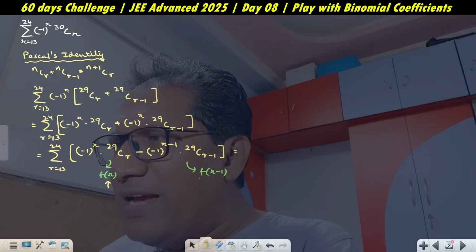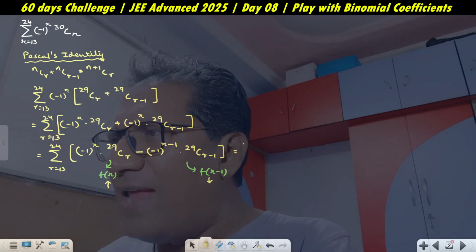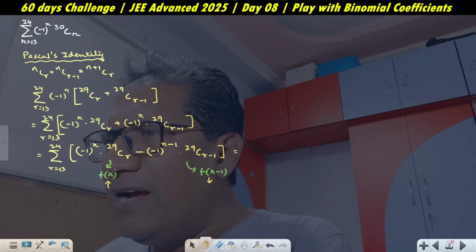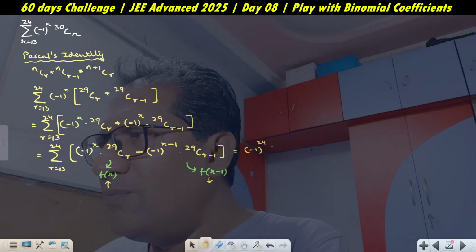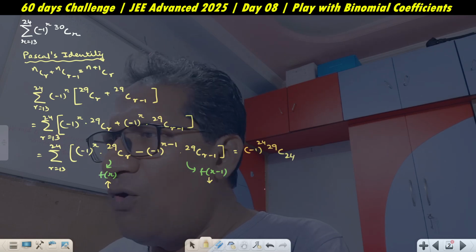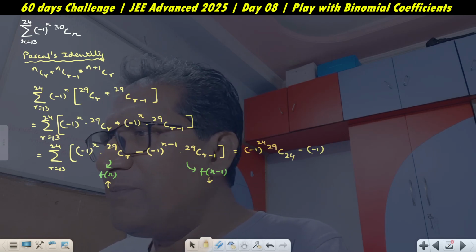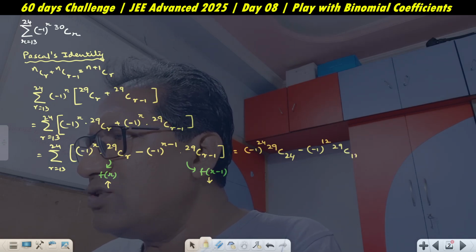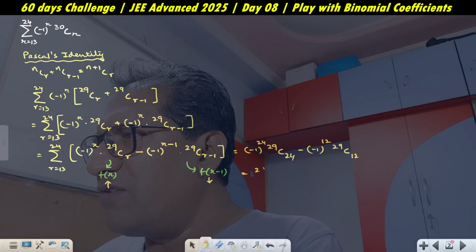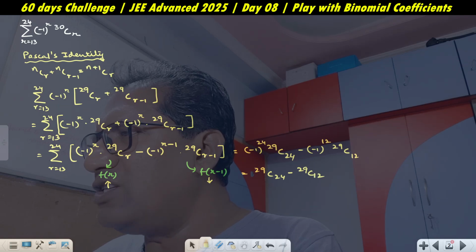This one is bigger and this one is smaller. So for the smaller one, R will get the value 13, and for the bigger one, R will get 24. So it will be minus 1 to the power 24, 29C24, minus 1 to the power, R will get 13 here, so 13 minus 1 is 12, 29C12. Therefore, the answer will be 29C24 minus 29C12, and that will be the answer for this problem.